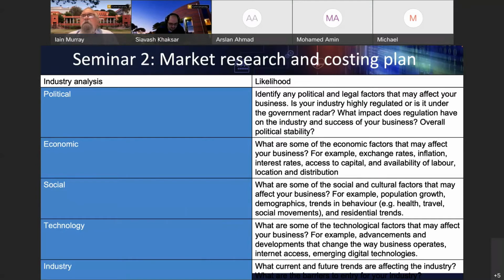Technology factors that can affect your business. Well, there's lots of advancements and developments that happen. The IoT is moving very, very rapidly. There's lots of changes in standardization, communication protocols. The power of the little microcontrollers that we're using, there's a dramatic change in that over time.